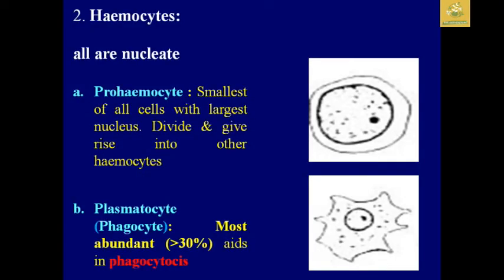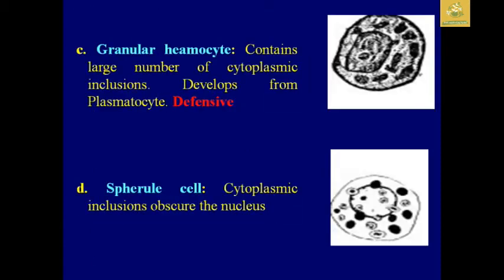So after the plasma, we are going to see about hemocytes, which are the secondary ones. They are all nucleate cells. They have different types like prohemocytes as well as plasmatocytes. The prohemocytes are the smallest of all cells, which have the largest nucleus, and they divide and give rise to the other hemocytes. So they are the primary cells, and the plasmatocytes are more abundant, around 30%, which aids in the phagocytosis process. So they are also known as phagocytes.